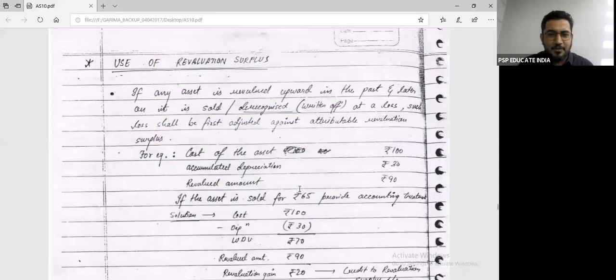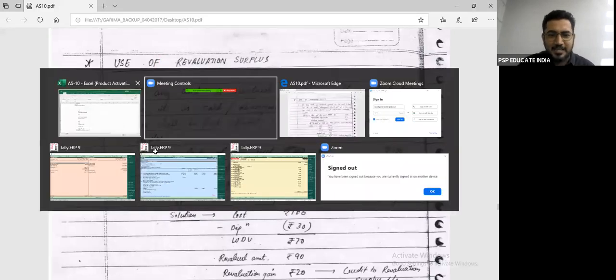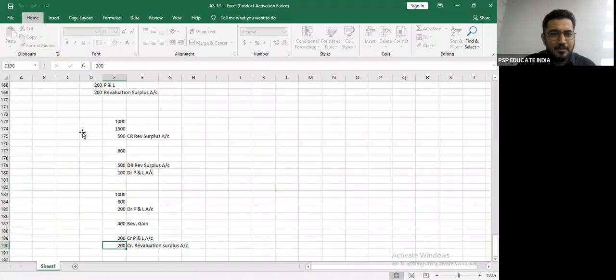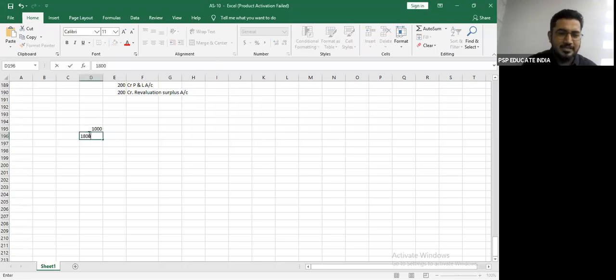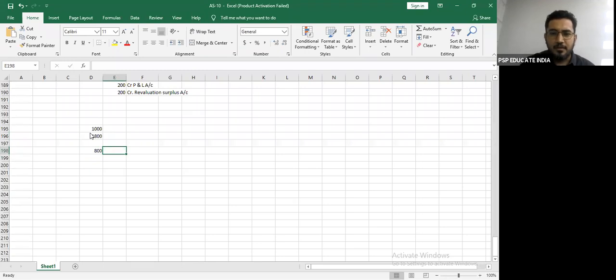Say for example, let us take a very simple example. Say for example, the value of my asset is 1000. I did upward revaluation and the new value is 1800. Quickly tell me on the chat box, where will 800 go? Everyone quickly on the chat box, where will 800 go?